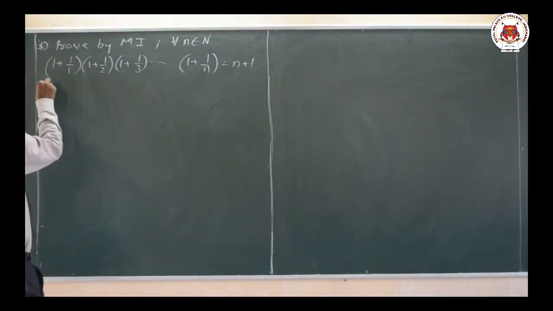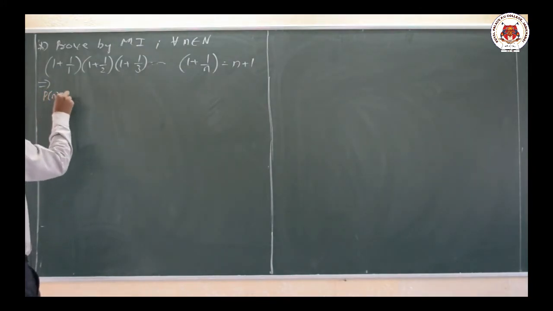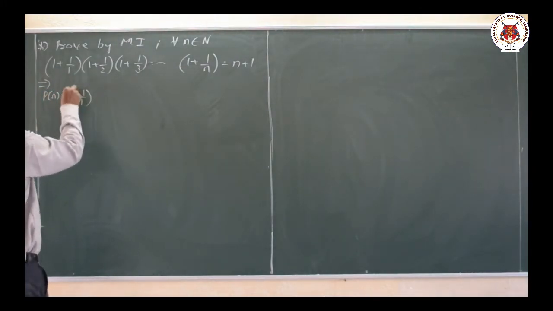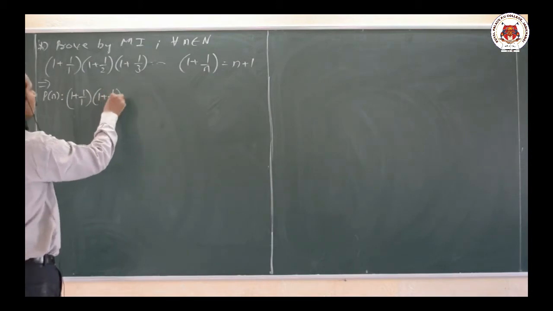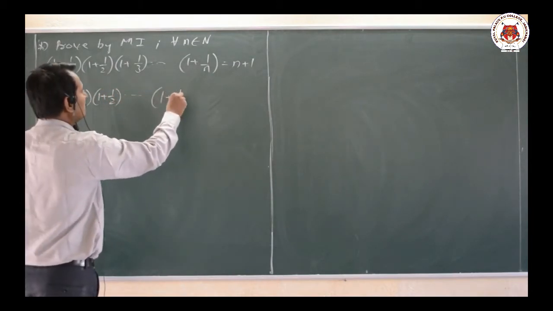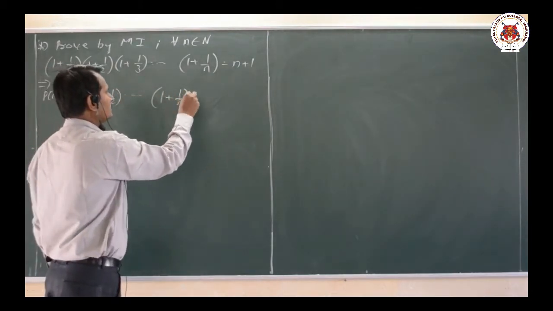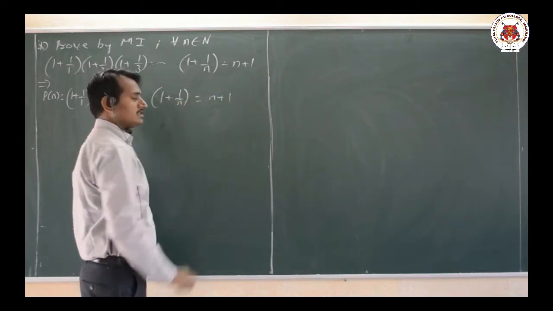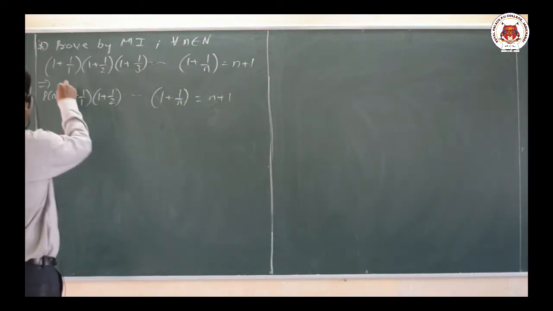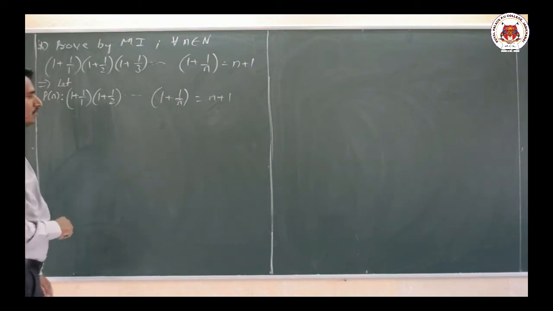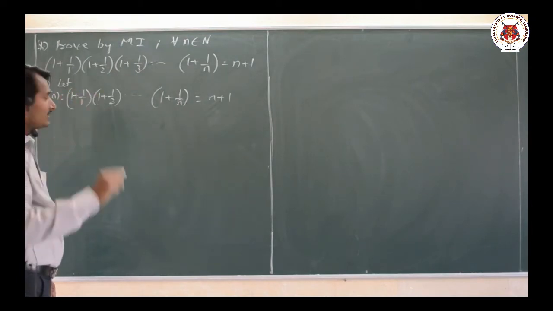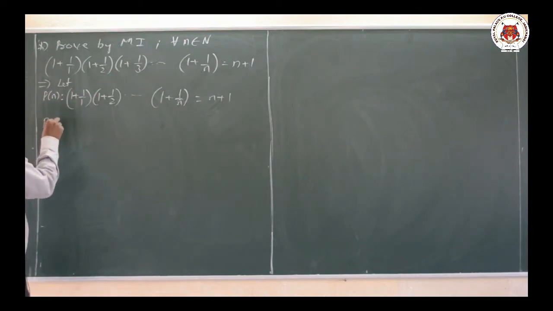The next problem is also very, very simple. That is, p of n: 1 plus 1 by 1, into 1 plus 1 by 2, and so on till 1 plus 1 by n, which is equal to n plus 1. Let us take it as p of n here. Let p of n be equal to that, which is nothing but our given statement. Now let us move on with the basic step here.